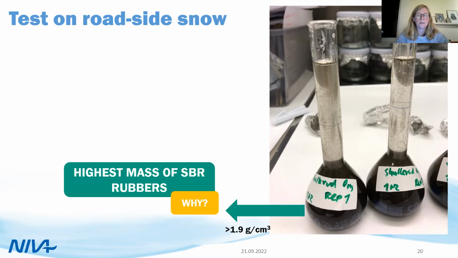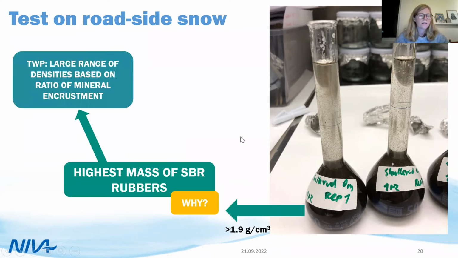And what we figured out was that, well, first there's a large range of the densities of tire particles, which makes density separation quite difficult, because it could be that we also chose the wrong density for this. However, it shouldn't really be the main problem here.